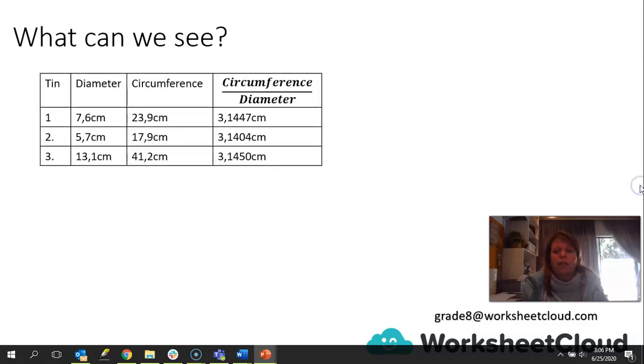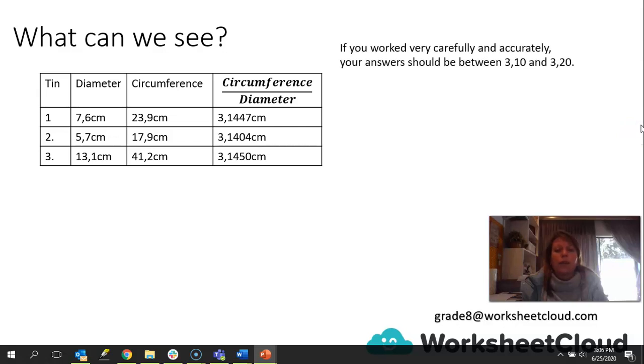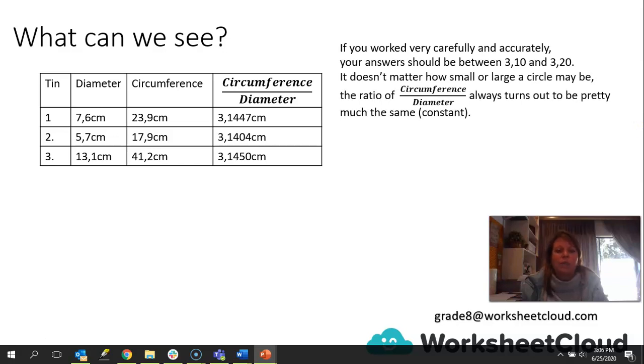Okay, so what can we see? Well, there's the table again, all filled in. And if you look at your table, it should look sort of similar, especially this part. And if you work very carefully and accurately, your answers should be between 3,10 and 3,20. And in fact, they should be as close to 3,14 as possible. Okay, so it doesn't matter how small or large a circle may be, the ratio of the circumference over the diameter always turns out to be pretty much the same, which then becomes our constant.